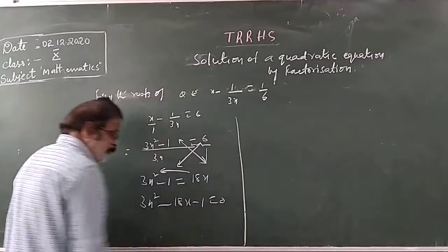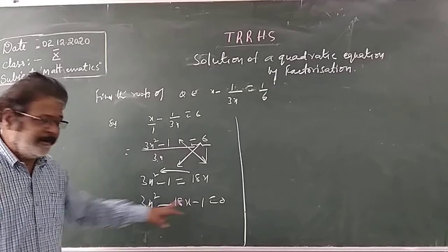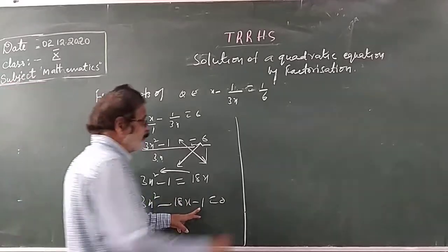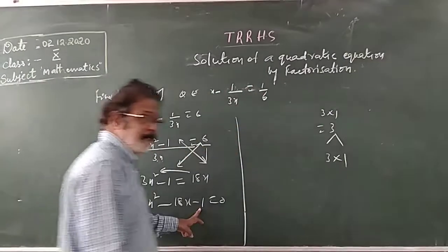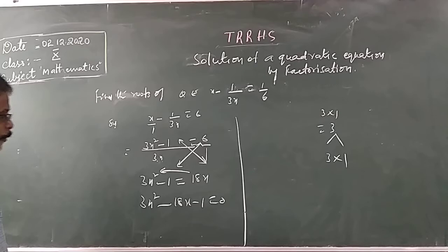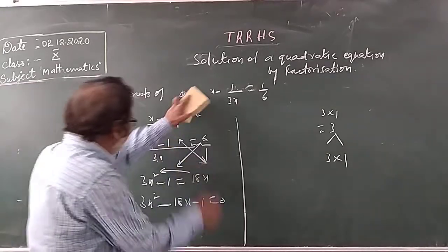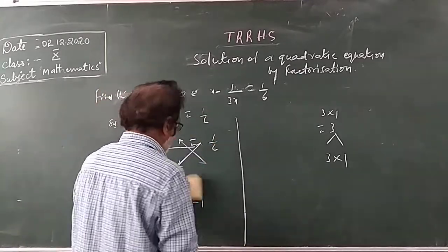Now factorize this. You know the rule. What is the rule of factorization? First multiply the second degree coefficient and the constant. The second degree coefficient is 3, the constant is 1. 3 into 1 is 3. Split into factors, 3 and 1, such that the sum of them must be equal to the middle term. It cannot be factorized. Sorry, this is 1 by 6. I wrote 6 here. It is 1 by 6.